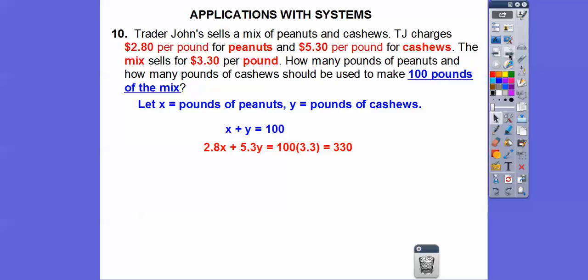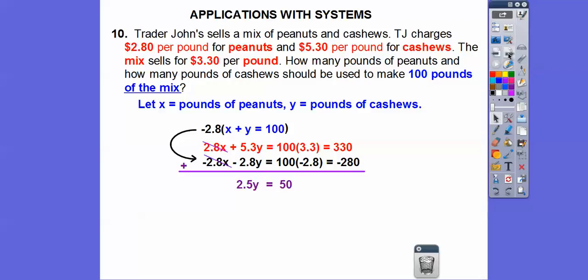Let's get the money involved, okay? So the money is $2.80 for the pounds of peanuts, $5.30 for the cashews, and then the mix is $3.30 right there. So we got the blue equation and the red equation. I'm going to multiply the blue guy by -2.8, and so that way it cancels out with the red positive 2.8. Okay, we can go ahead and add those equations together, and we get y equals 50 right there.